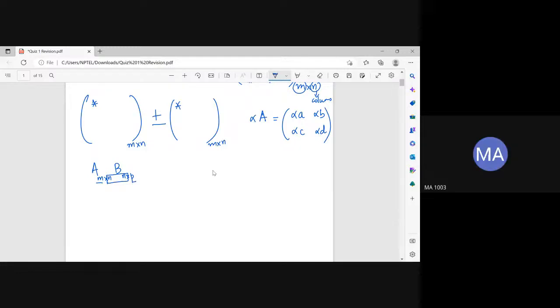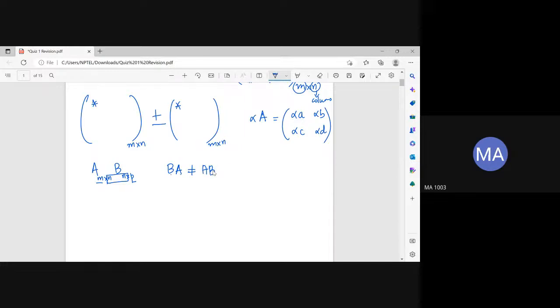So you cannot multiply any two matrices. You can multiply only if the number of columns of the first matrix is equal to the number of rows of the second matrix. Even if the product AB is well defined, it's not necessary that BA is well defined. For BA, the number of columns of B should be equal to the number of rows of A. So even if one of the products is defined, it's not guaranteed that the other is defined.